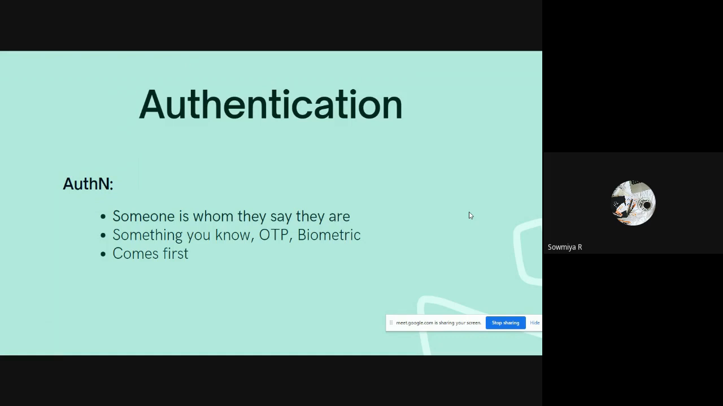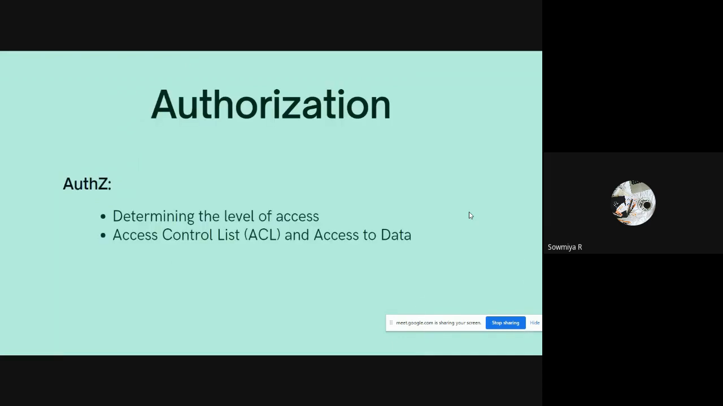Authentication and authorization come together, and they have similar meanings, but what comes first is authentication. Only when the user is authenticated, he or she is then checked for the authorization part. Authorization is determining the level of access. Once the user is granted entry into a website, the authorization part determines the level of access for the user.